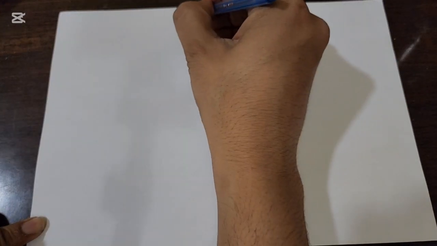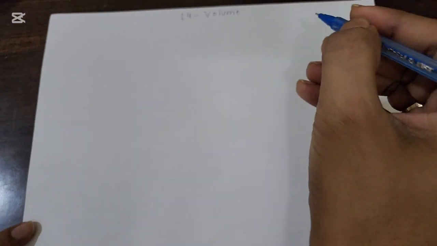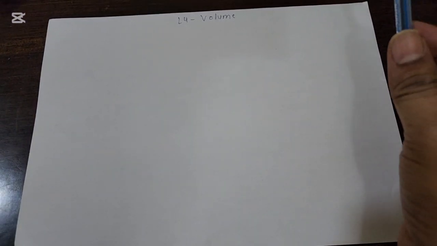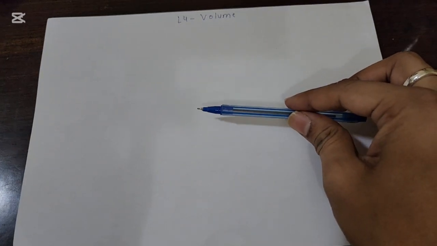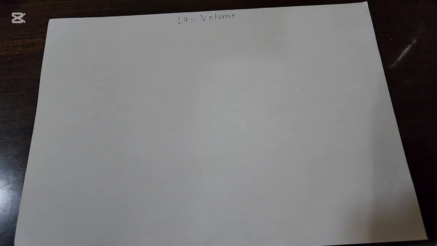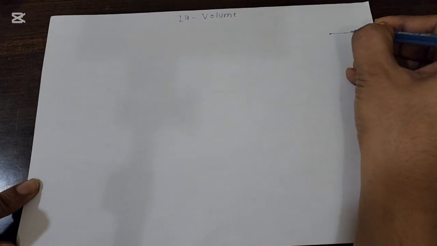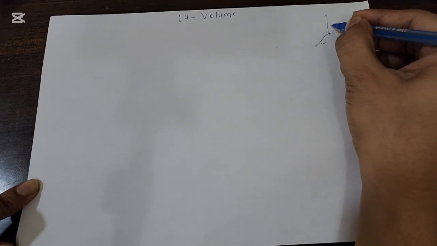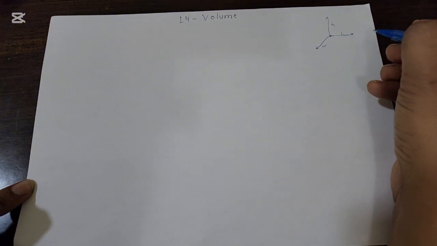Okay, now let us start with the fourth lesson. Lesson number 4, that is volume. Now let us take a minute to understand. I told you that there are two types of shapes, 2D and 3D. The shapes that we were discussing until now were 2D shapes because they had only 2 dimensions. I told you there are 3 dimensions, right? The length, the width, and then the height. If anything has only 2 dimensions, we call it 2D.